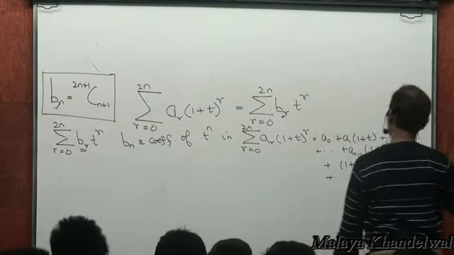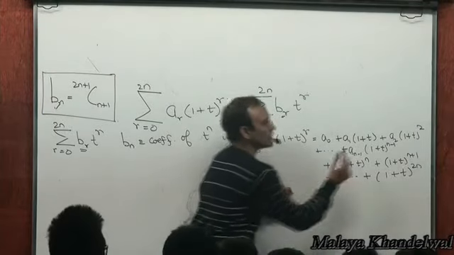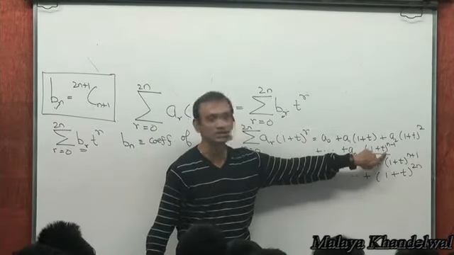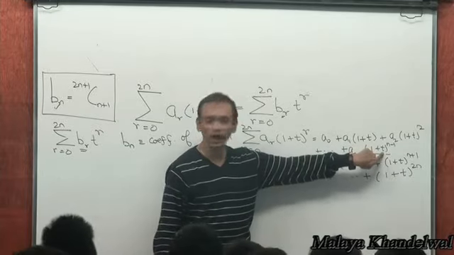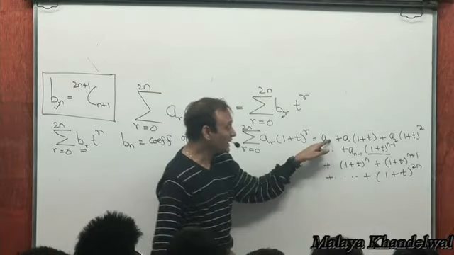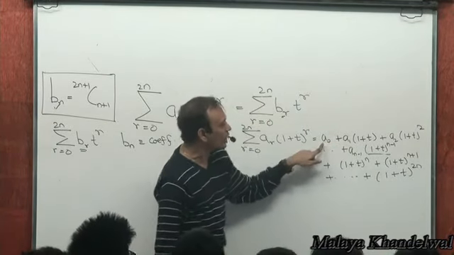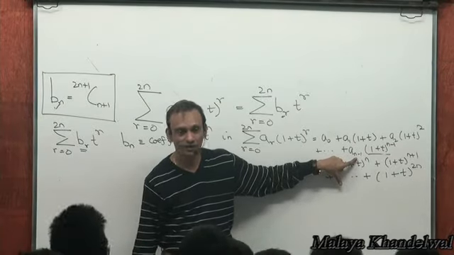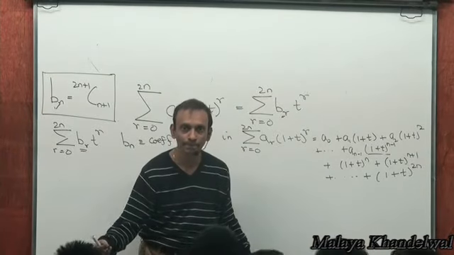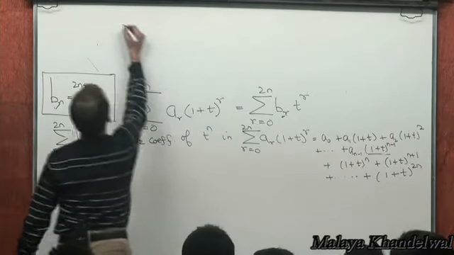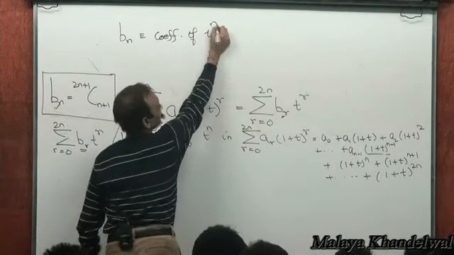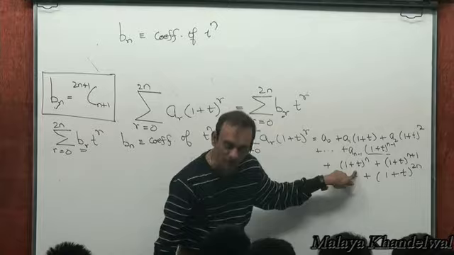Now, notice, terms up to this are not contributing t to the power n, because the highest power of t that appears here is t to the power n minus 1. So they are not contributing to t to the power n. Only terms from this point onwards will contribute. So if I'm seeking t to the power n, I would ignore all terms from a_0 to a_(n minus 1), because they are not participating. So then b_n, which is the coefficient of t to the power n, is now not in these terms, but in terms from this point onwards.